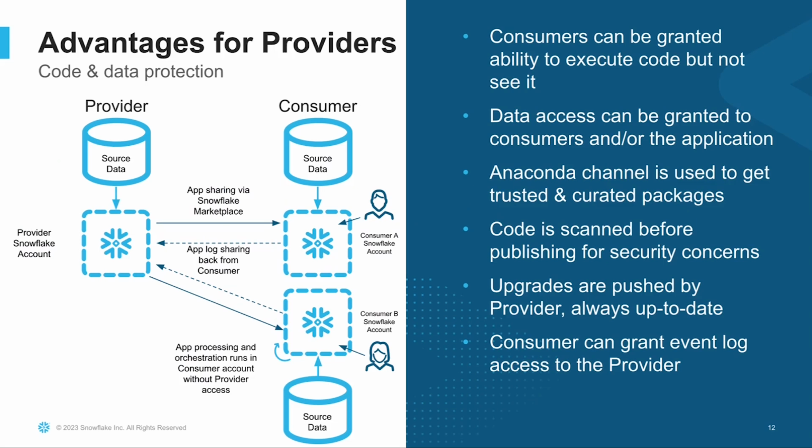And also, I talked a bit about the observability of these applications and how in traditional applications, there was just no real insight into what was happening. In the Native App Framework, the consumer can grant all the event log access to the provider. This is often used for debugging or for issues that are happening inside the system. But the consumer can opt in to say, I'm going to share that data back to the provider. Mike's going to show this in action later also.